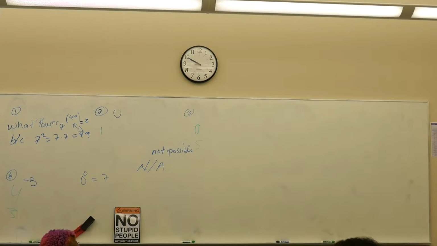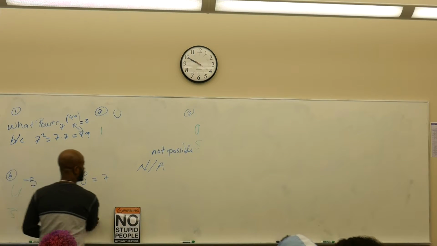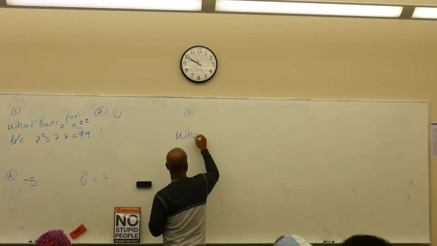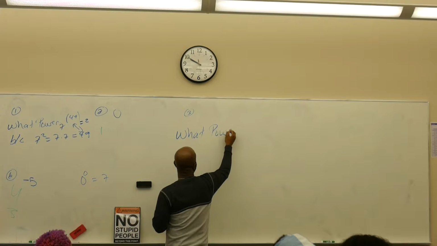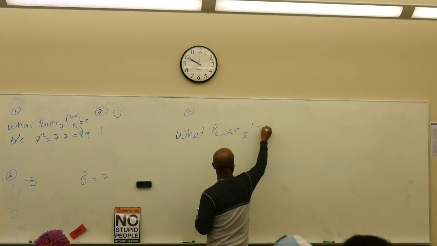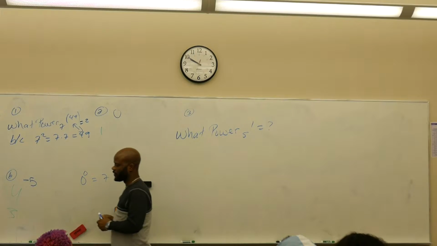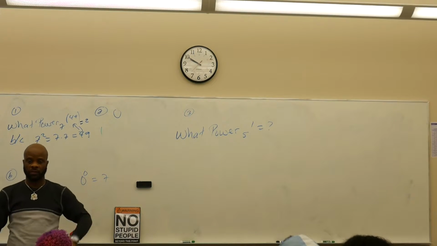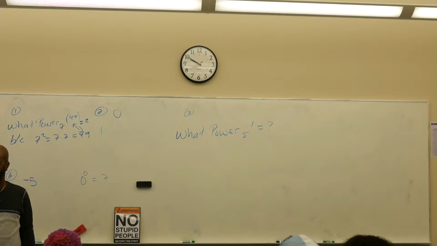Okay. Number 3. Number 3, what power of 5 gives me what? What power do I have to raise 5 to get 1? That was the question I got answered yesterday regarding the 42, right? Remember that? We said what power of 42 gives us 1? And the answer was 0. So what power of 5 gives me 1? 0.